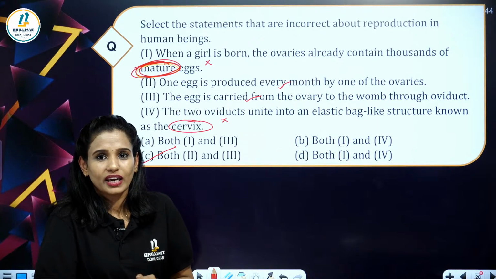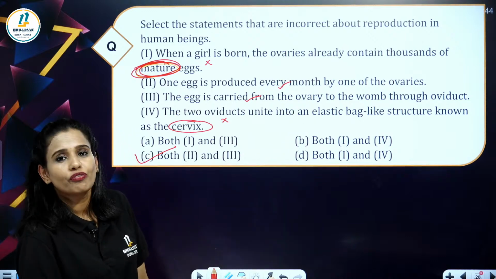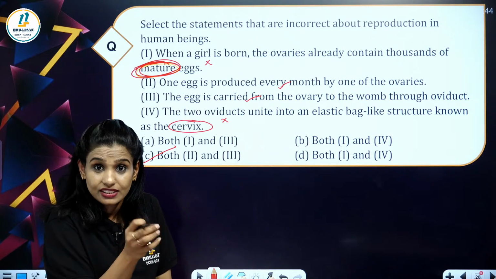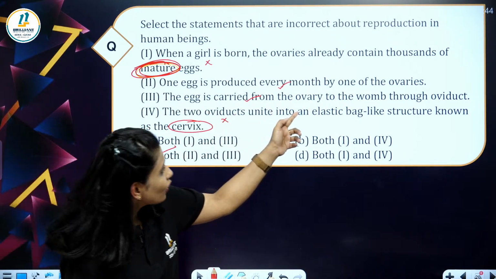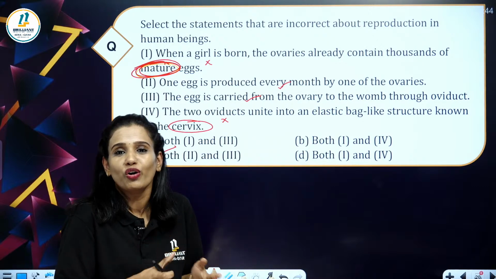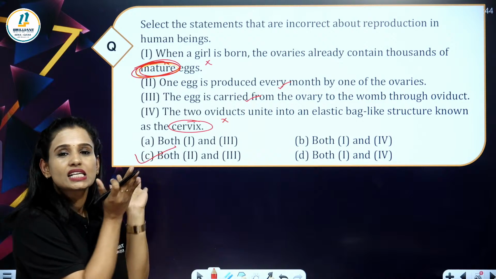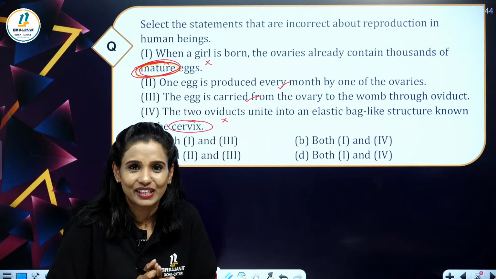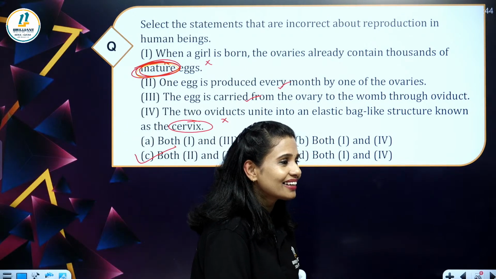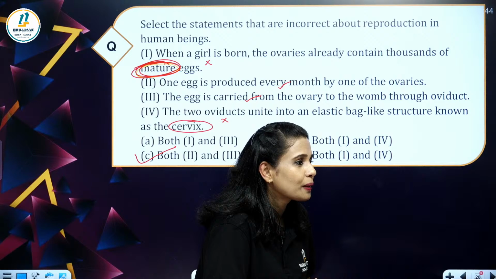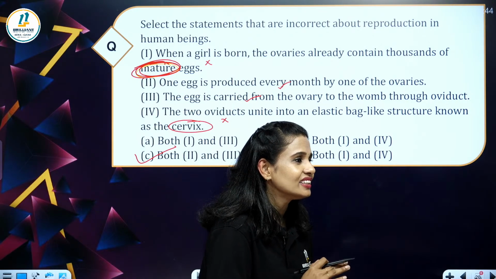Option C. That is, one egg is produced every month by one of the ovary during menstrual cycle, and the egg is carried from the ovary to the womb through oviduct. These two statements are correct. So it is option C. See, all of you commented the correct answer. Mridul, Abhin, Mohammadash, very good. Narayan.